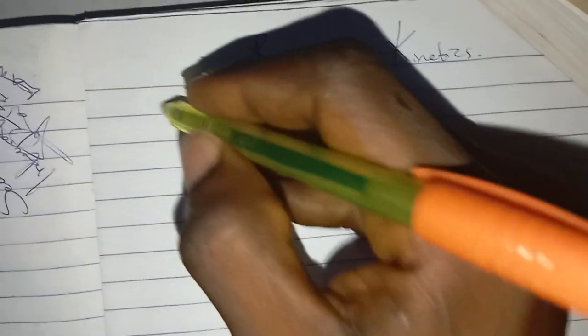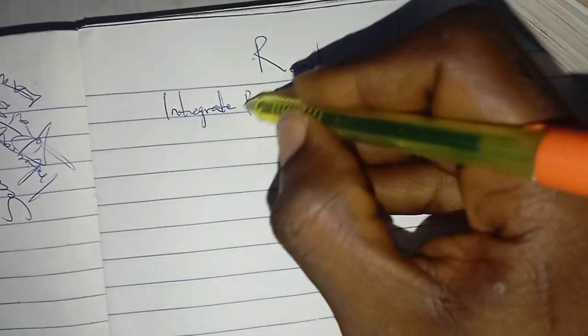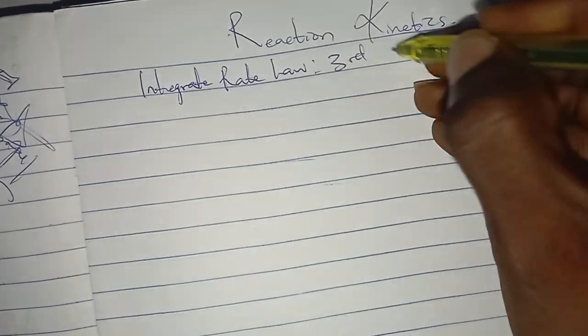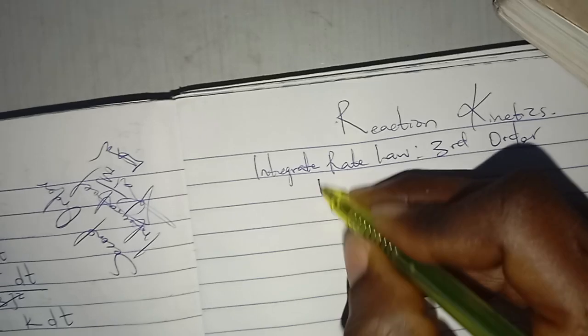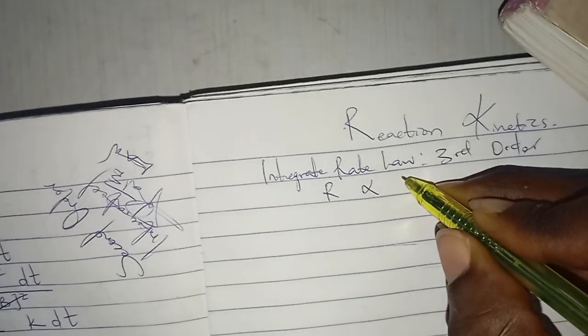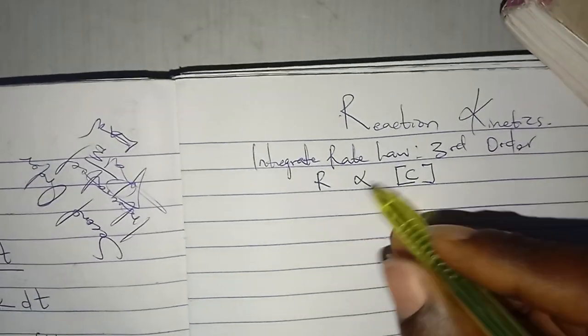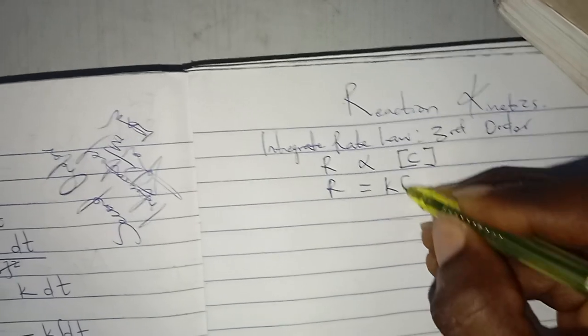Today we are going to be treating the integrated rate law, third order. We know that rate is directly proportional to concentration. Let's say here is C. It is directly proportional to concentration, and introducing a proportionality constant, it becomes Kc.